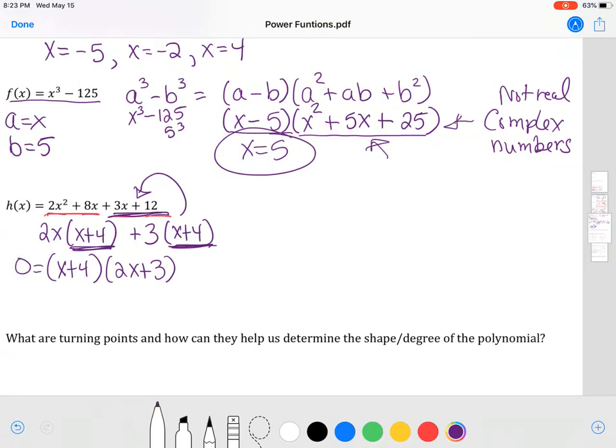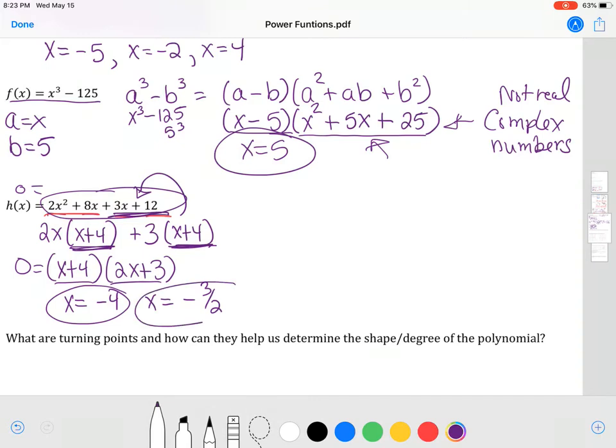And if this is set equal to 0 for my h of x, then I can see that my x-intercepts are going to be -4 and -3/2, because I want to solve each of those mini equations set equal to 0. So if I were to graph this on my calculator, where it would cross the x-axis would be at x equals -4 and x equals -3/2.